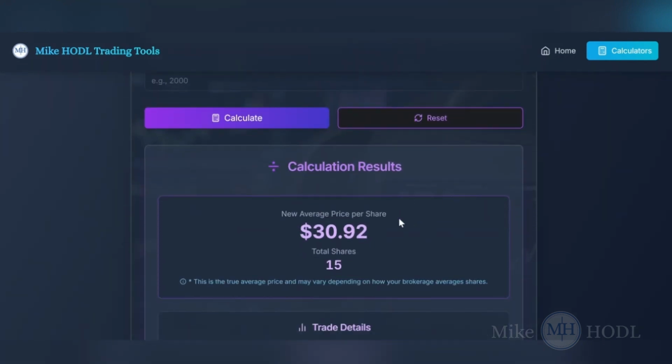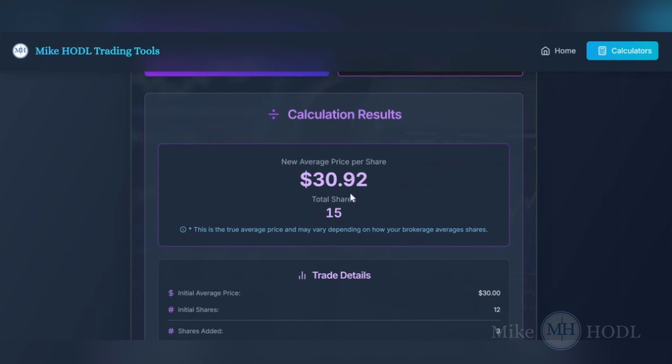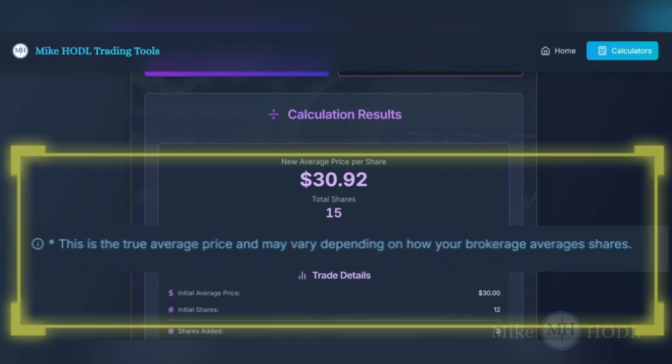And here are the calculation results. The new average price per share would be $30.92. Total shares would now be 15 shares. Note here, it says this is the true average price and may vary depending on how your brokerage averages shares.